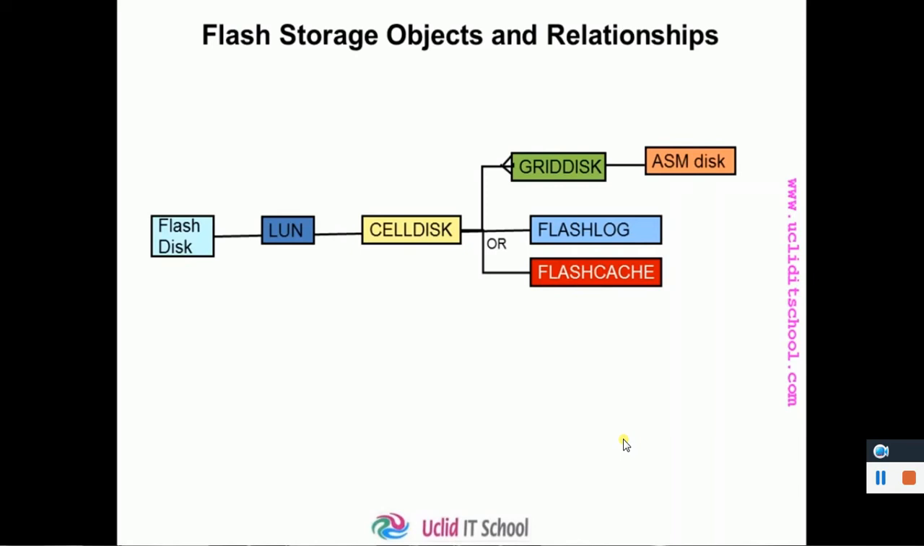In the lab, we are going to do all these things. By default, I implemented flash cache and flash log in the lab. You will break that. You will create grid disks on the flash storage and create ASM disk groups. Again you will break them and again implement a flash cache and flash log. So all these things we are going to practically implement in the lab. So that is the concept.